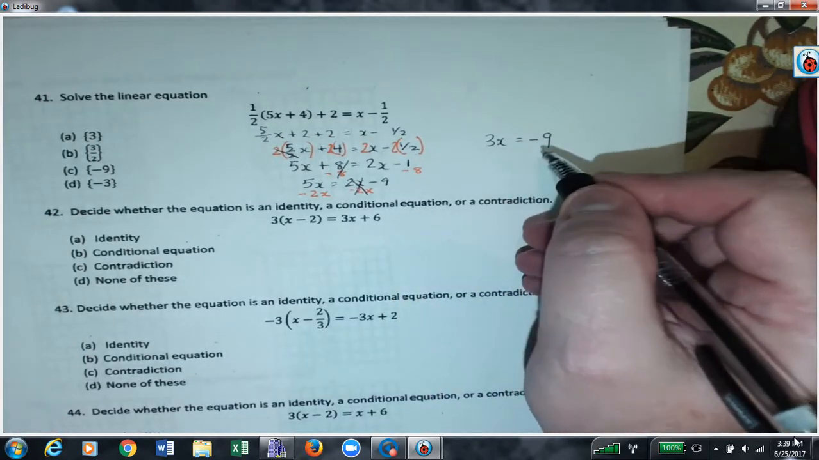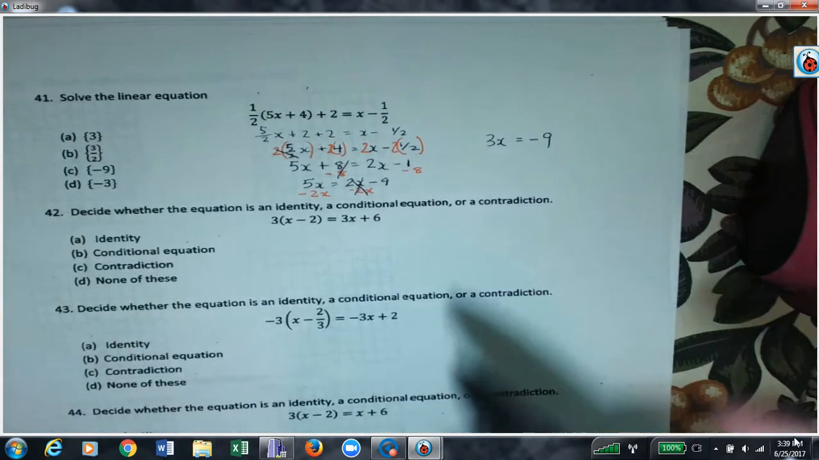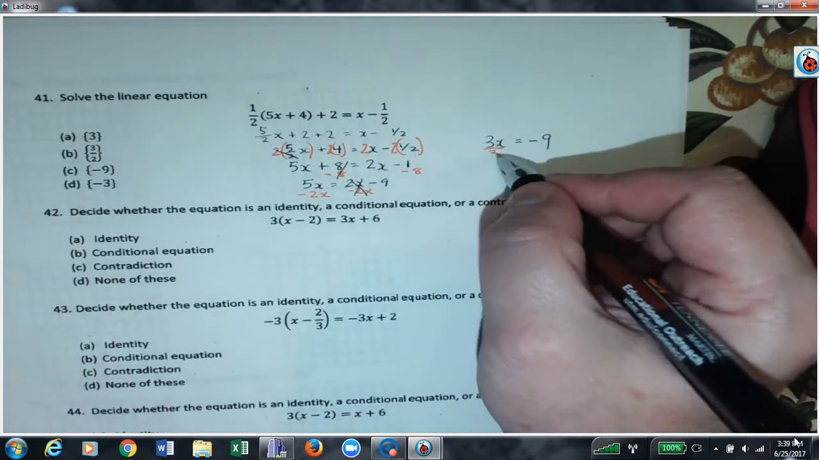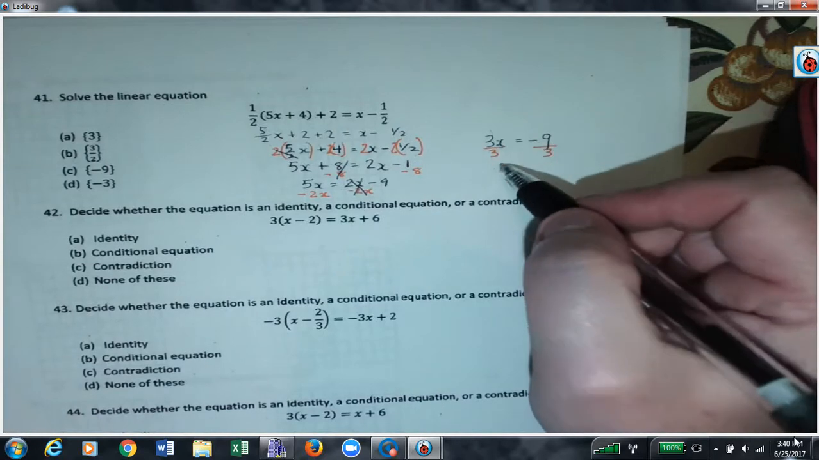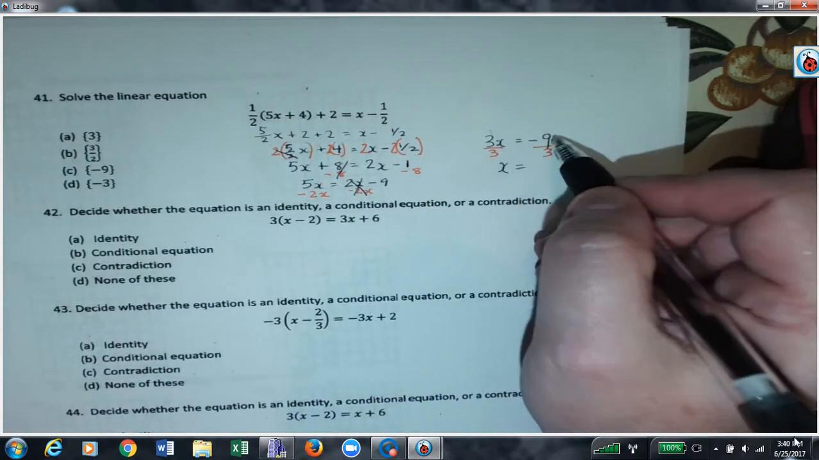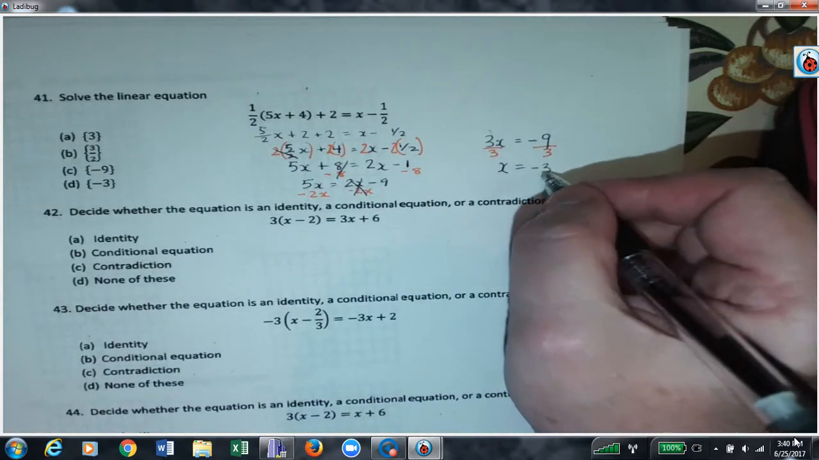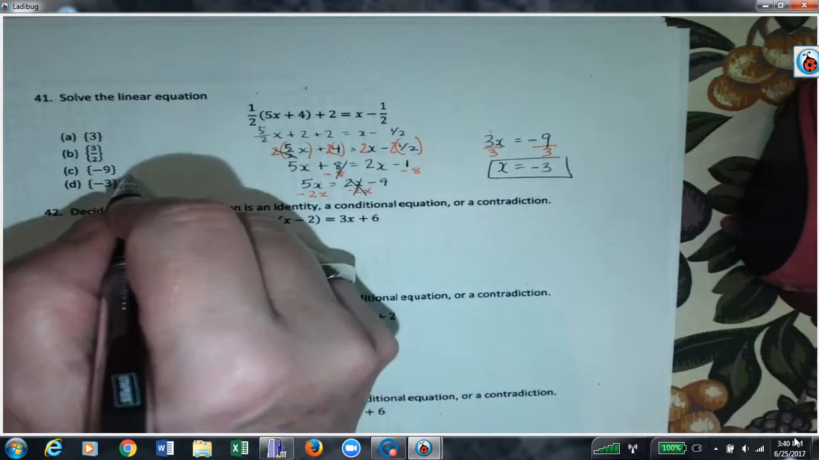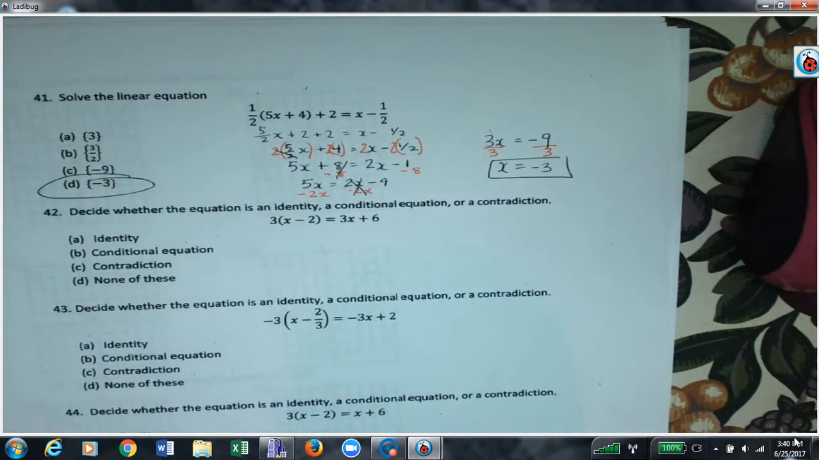I need to solve this for x. To get x by itself, I am going to divide both sides by 3. So those will cancel. So x is equal to negative 9 divided by 3, which is negative 3. So that's my answer. So number 41 is D.